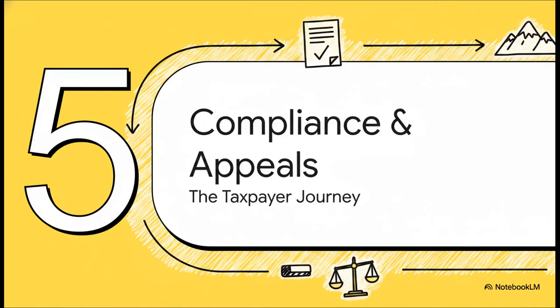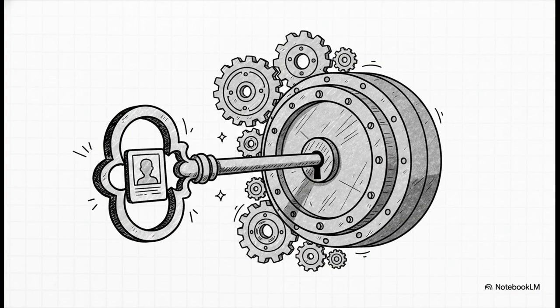Section 5, Compliance, Appeals, and Procedures. Let's walk through the actual taxpayer journey. So, how do you, as a person or a business, actually interact with this massive system day to day? Well, everything begins in Chapter 12 with the TPN, your taxpayer number. This is your unique identity within the whole system. The Act outlines the exact procedures for applying for it, how you have to use it on your documents, and even the rules for canceling it. It is literally the key that unlocks your entire interaction with the revenue authorities.